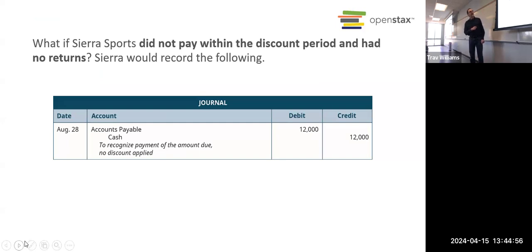What if they didn't pay within that discount window? No discount, right? Then they have to pay the full amount.